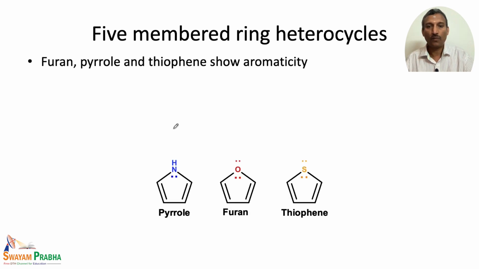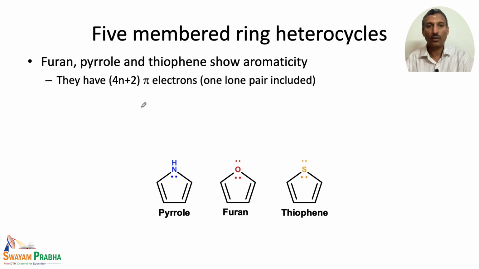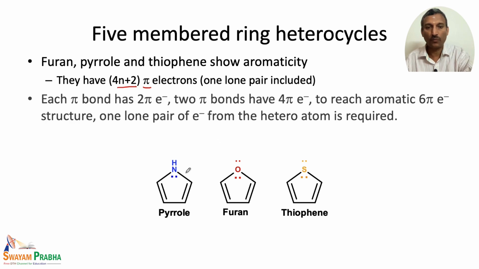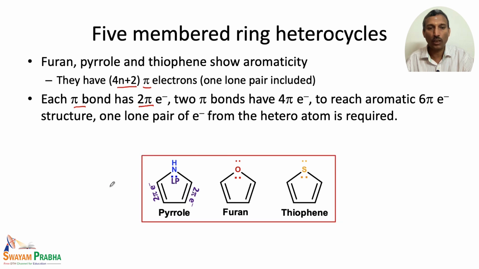The next criterion for aromaticity we are going to look at is the 4n plus 2 pi electron rule, that is the Huckel rule. According to Huckel rule, 4n plus 2 pi electron systems are aromatic in nature. Here, if you look at the first example, the pyrrole unit, each pi bond corresponds to 2 pi electrons. There are 2 pi bonds, so 2 plus 2, a total of 4 pi electrons.